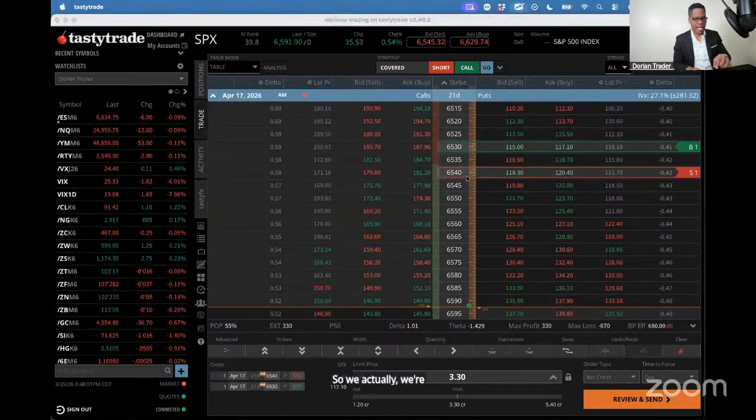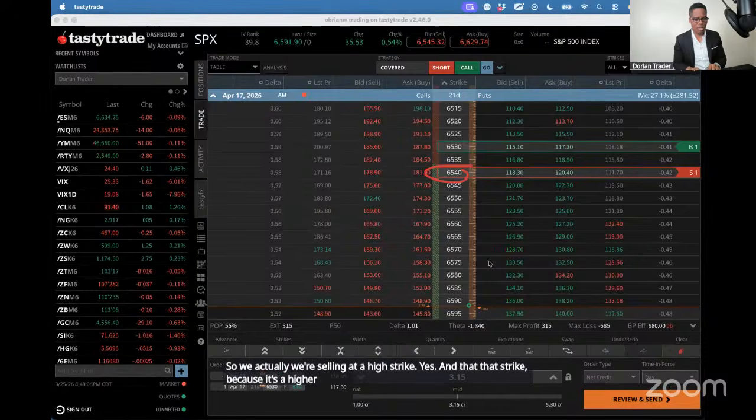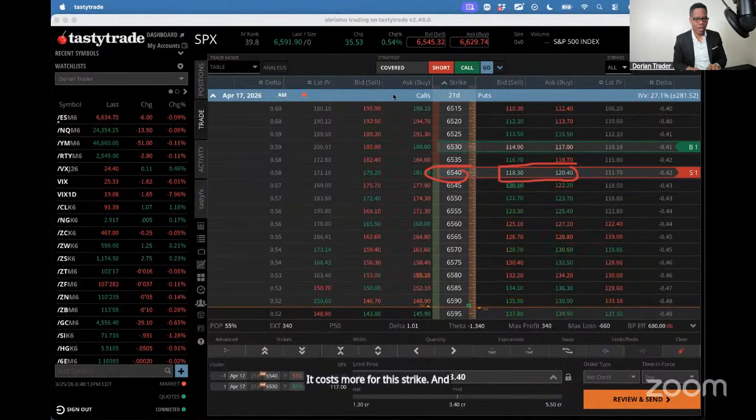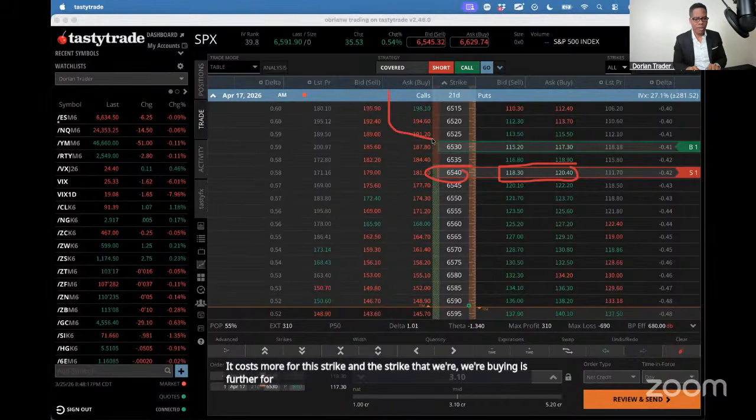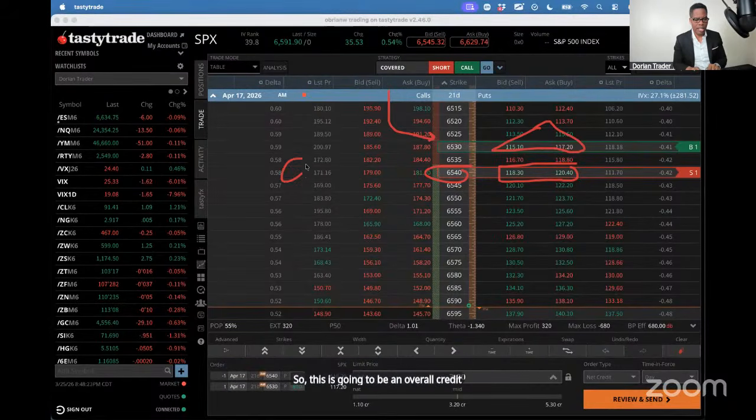We're selling at a high strike, and because it's a higher delta and closer to at the money, as I was pointing out earlier, it costs more. The strike that we're buying is further from at the money, and it costs less. So this is going to be an overall credit to your account, as you can see down here.